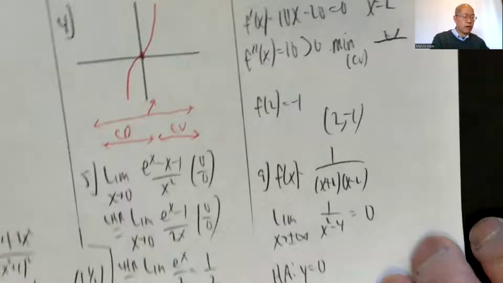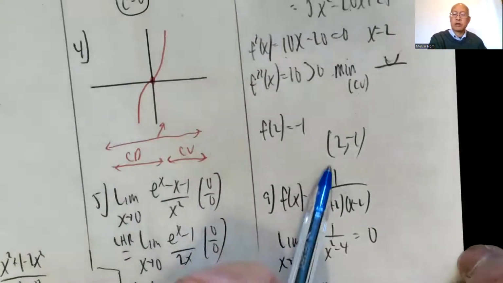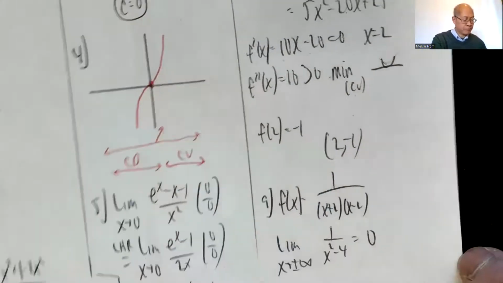So we want the point. We don't want the distance. It just asks for the point. So the ordered pair is (2, negative 1).